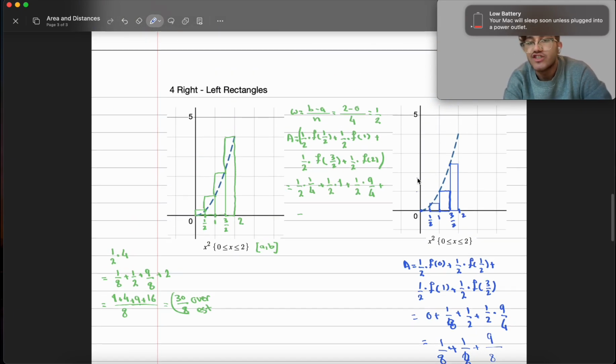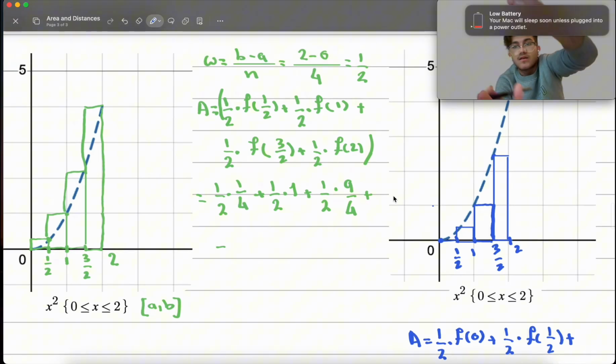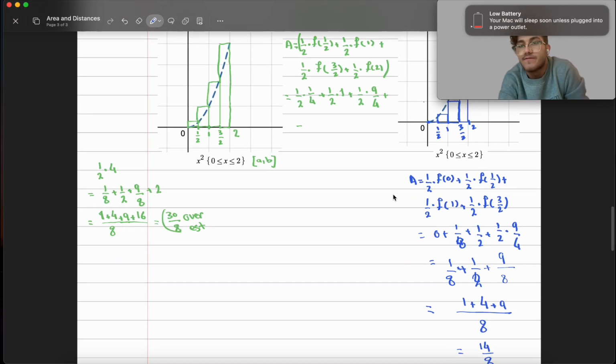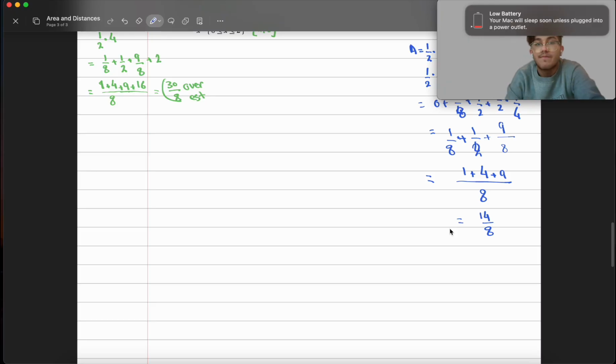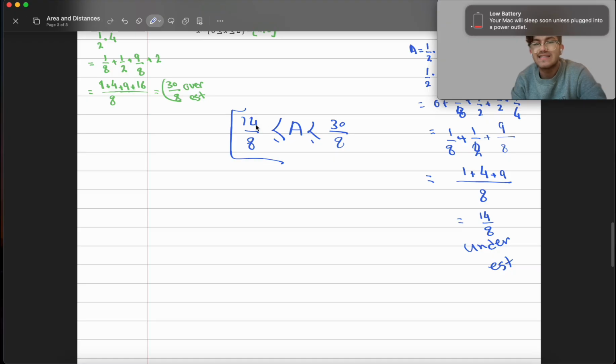The reason I'm saying underestimation is because the rectangles are located below the graph, so now I'm 100% sure that the area is greater than this one. So I'm basically going to write that this is an underestimation. And now I can conclude that my area is somewhere between 30 over 8 maximum and 14 over 8 minimum. 14 over 8 is basically going to be somewhere less than 2. And 30 over 8 is basically going to be somewhere less than 4. So somewhere between 2 and 4.